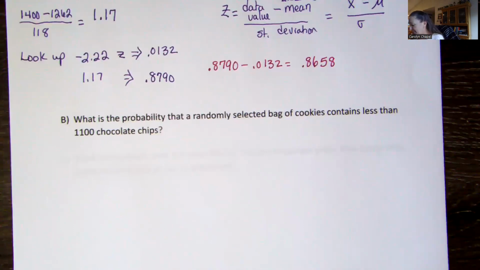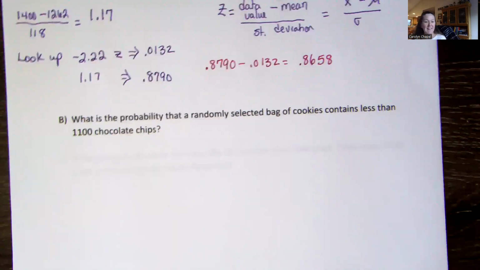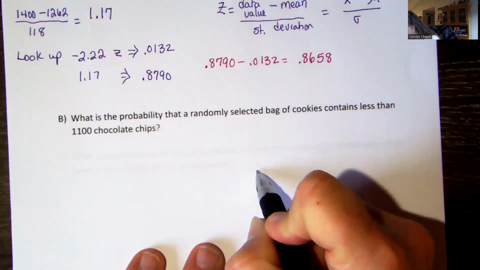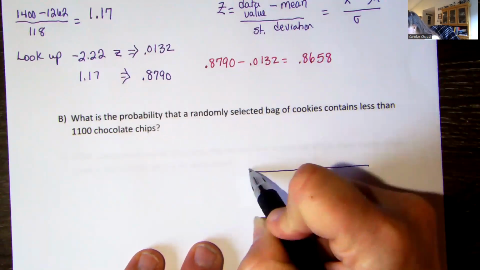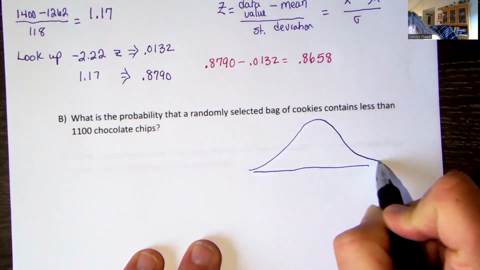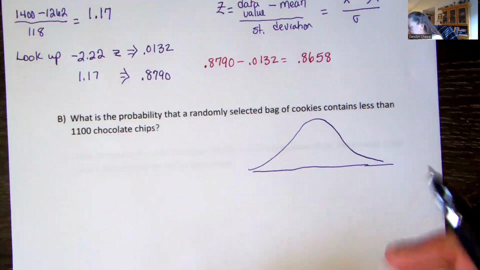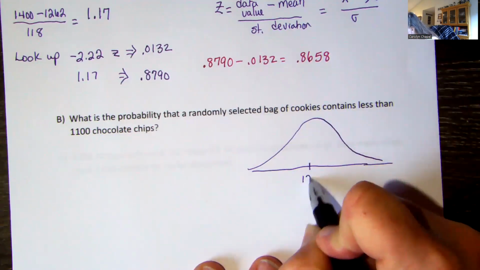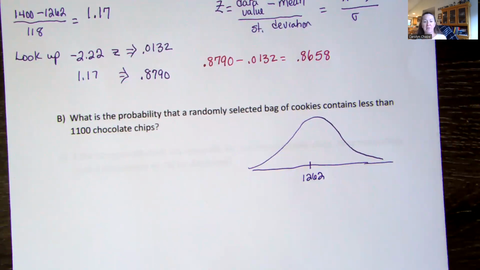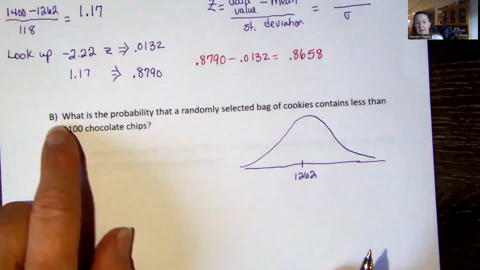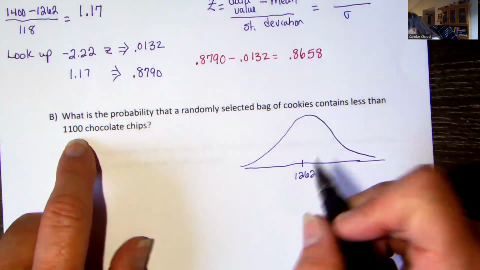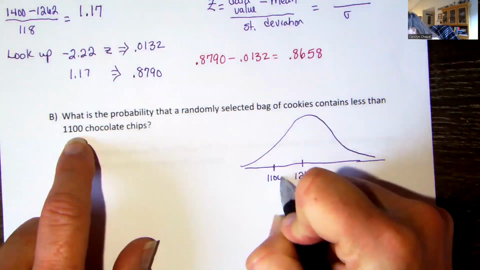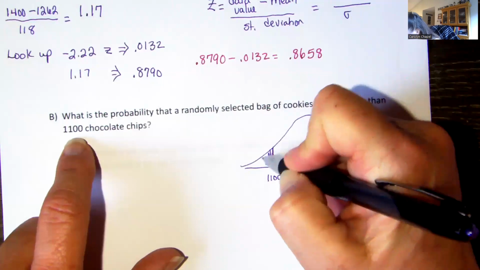What is the probability that a randomly selected bag of cookies contains less than 1,100 chips? Again, I like to draw pictures. Sometimes my normal curves don't always look normal, and as you draw them they won't always look beautifully symmetric, but that is okay. What's important is making sure you put the mean in the middle, especially on tails like we have here. Less than 1,100 is going to be on this side. Less than means smaller.